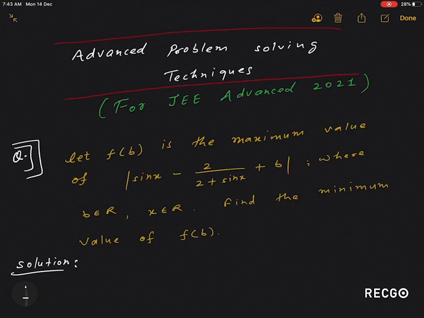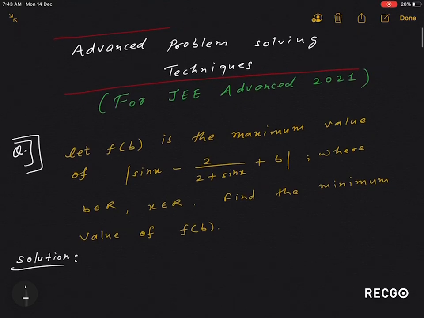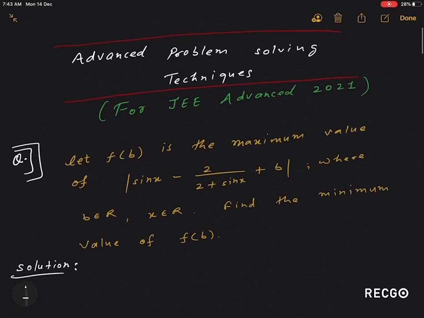Let's see. The question says: let f of b be the maximum value of mod of (sin x minus 2) divided by (2 plus sin x) plus b, where b is a real number and x is a real number. We have to find the minimum value of f of b. That is, we have to find the minimum of all the possible values of the maximums.